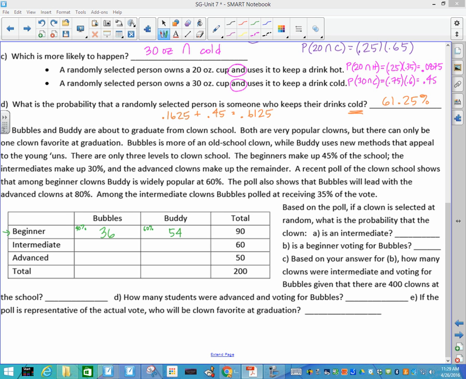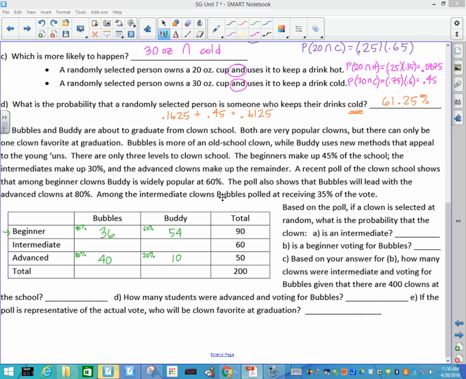So the poll also shows that Bubbles will lead the advanced with 80%. So advanced Bubbles has 80%. That of course makes Buddy have 20%. So 80% of 50, or 0.8 times 50, is going to be 40, which makes the other 10 that are left, because 50 minus 40 is 10. And the last one, let's see what it says.